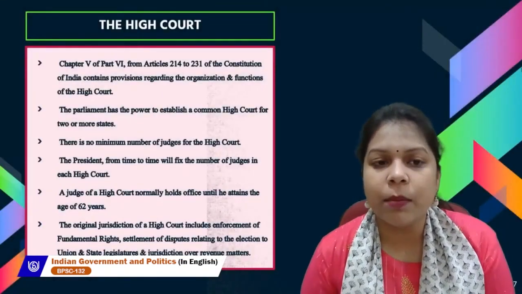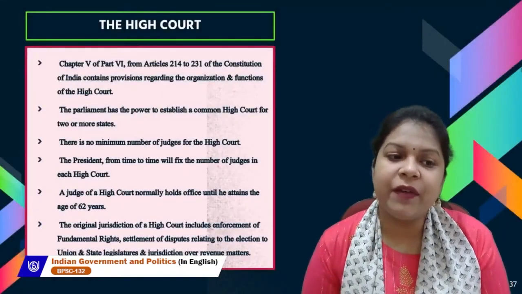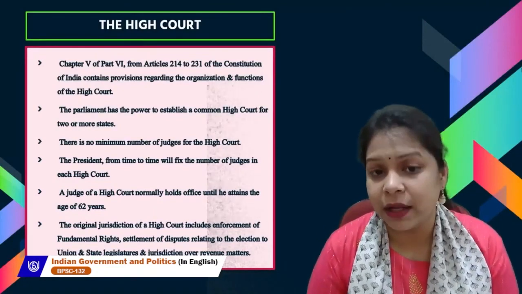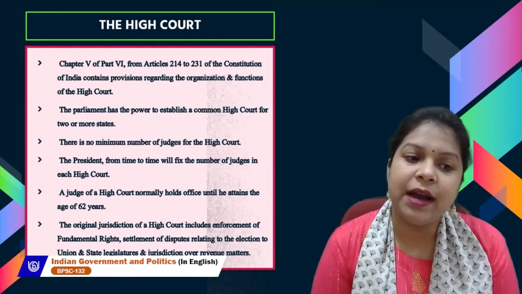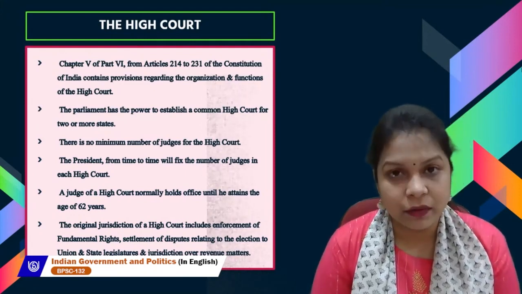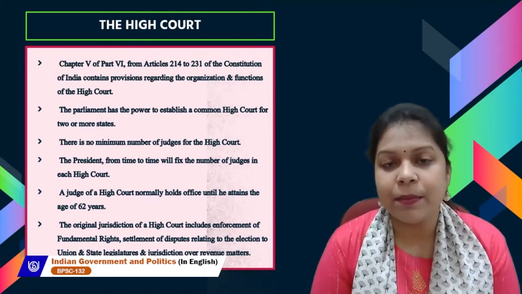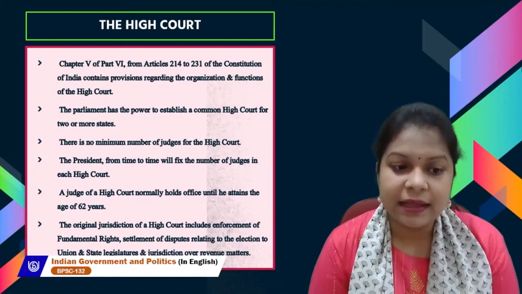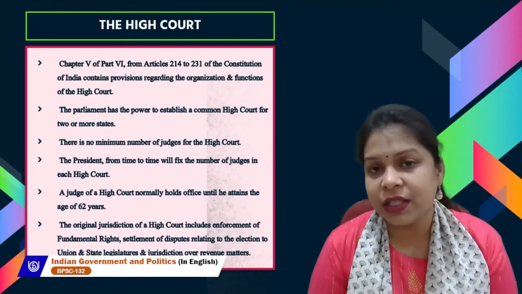So, now let's talk about the High Court. Chapter 5 of Part 6, from Article 214 to 231 of the Constitution of India, contains provisions regarding the organization and functions of the High Court. The Parliament has the power to establish a common High Court for 2 or more states. There is no minimum number of judges for the High Court.